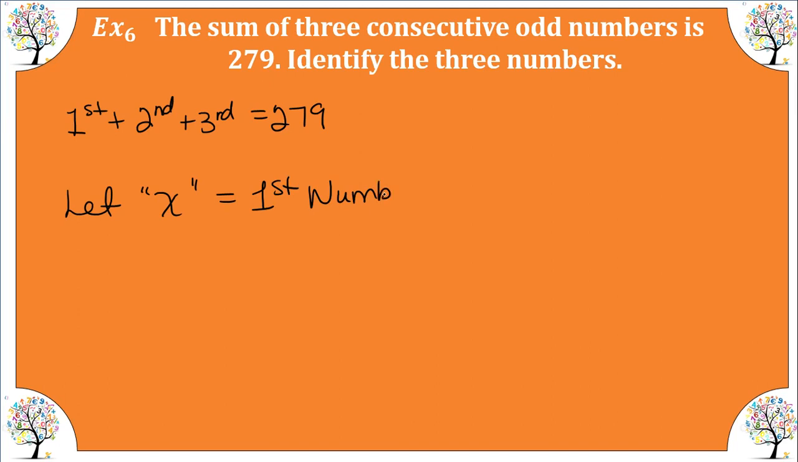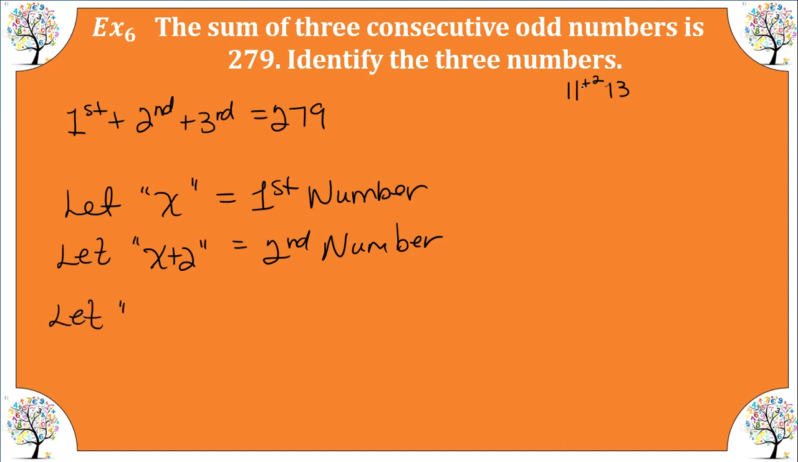Now, to get the second number, you're not just going to add 1, because if we only want odd, let's just say that I'm at the number 11. The next consecutive number that's odd is going to be 13. So to get from 11 to 13, you're going to add 2. 11 plus 2 gives me that 13. So we're going to say x plus 2 will give me the next odd number.